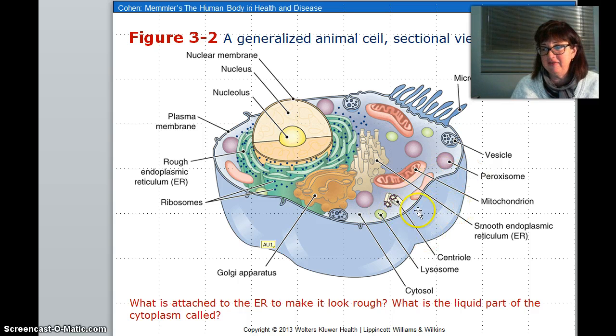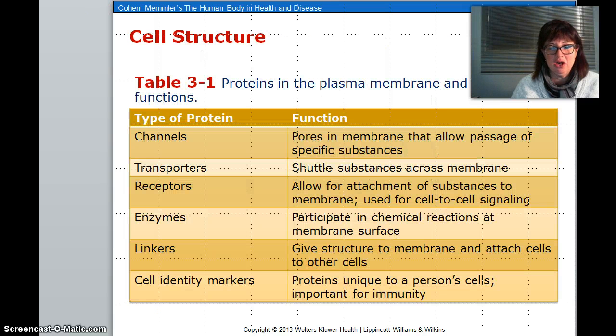Then you have your centrioles. Centrioles are used in cell division, which we'll look at when we get to mitosis. And that's a pretty rough estimate. There are tables in the textbook which describe each one.